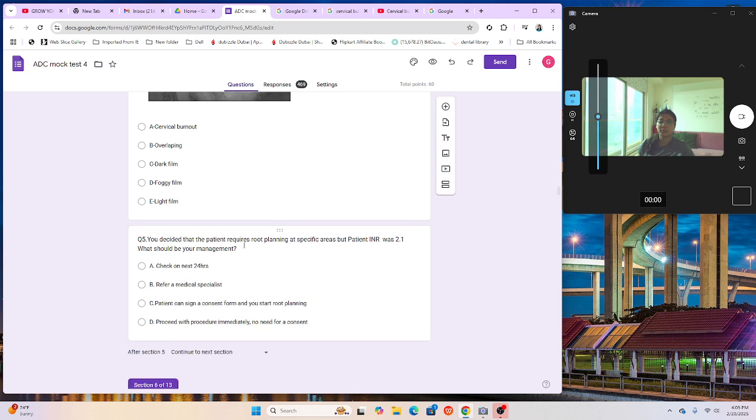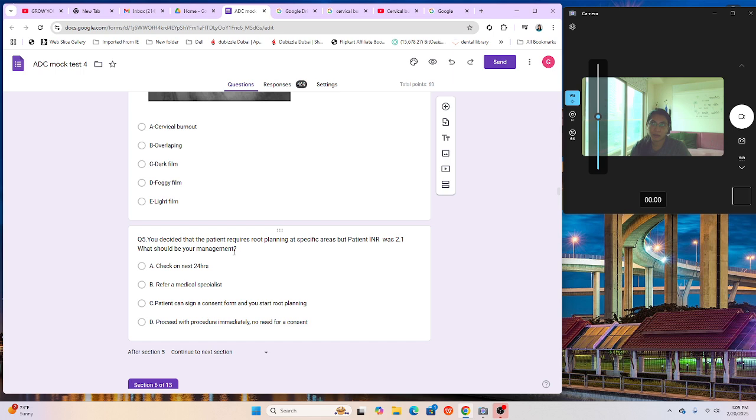You decided that the patient requires root planing at specific areas because you remember they had deep pockets. But the patient's INR was 2.1. What should be your management? 2.1 in a normal patient without any medication is indicating some problem. So you should not do anything, send him over to the GP. But this patient, if you remember the question, is taking warfarin. And I just spoke to you, if a patient is taking warfarin, it's okay to have INR between 2 and 3. It's 2.1. So for this particular patient, because he's already on warfarin, it's okay to have an INR of 2.1. So I will proceed after taking a consent.